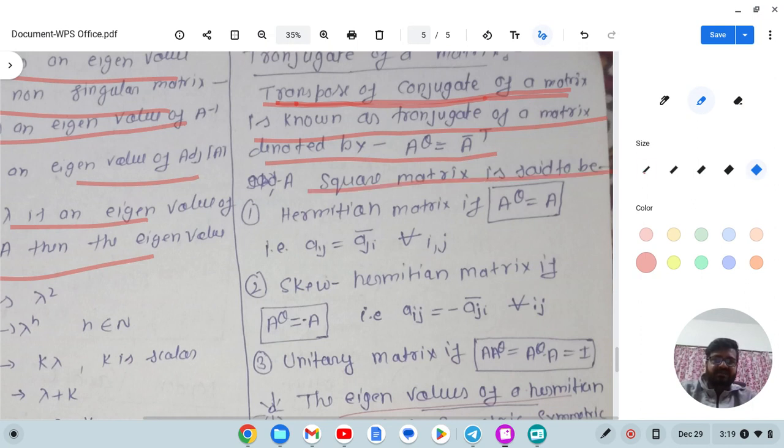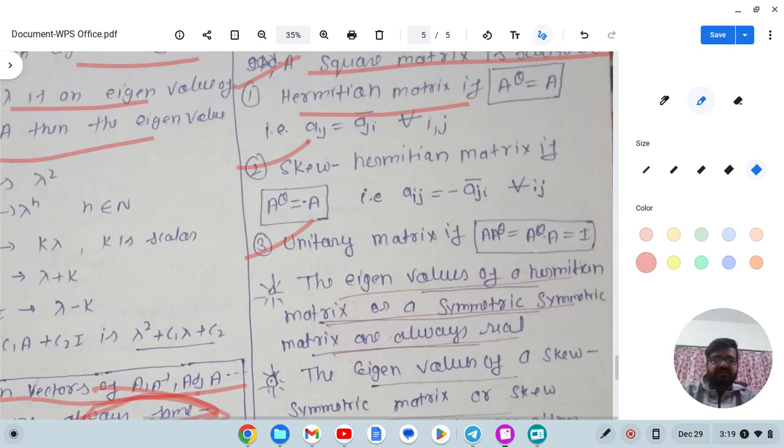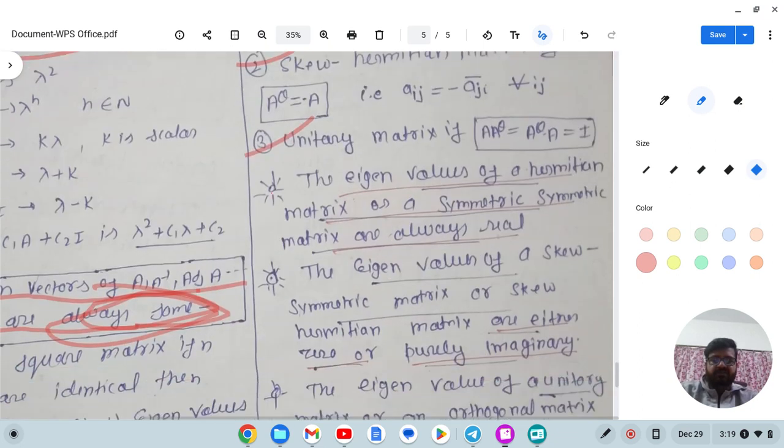A square matrix is said to be a Hermitian matrix if these 3 points hold, which are very, very important. Point 1, point 2 and point 3. A square matrix is said to be Hermitian if A to the power theta is equal to A. It is skew-Hermitian if A to the power theta is equal to minus A. A unitary matrix is one where A to the power theta, the conjugate transpose, multiplied by A is equal to I. Now these are very, very important parts.